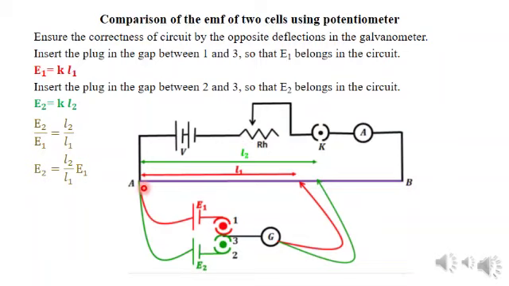From end A, connect two wires to the positive terminals of two cells. From their negative terminals to the two endpoints of the double way key.